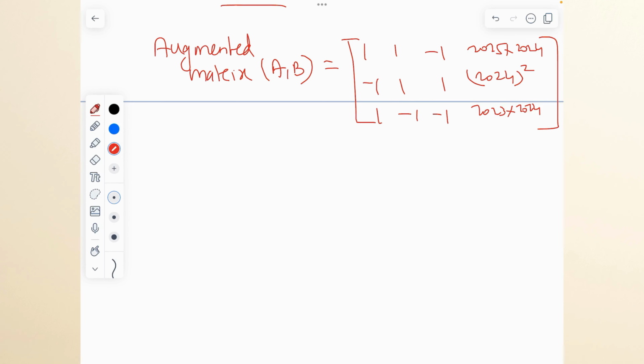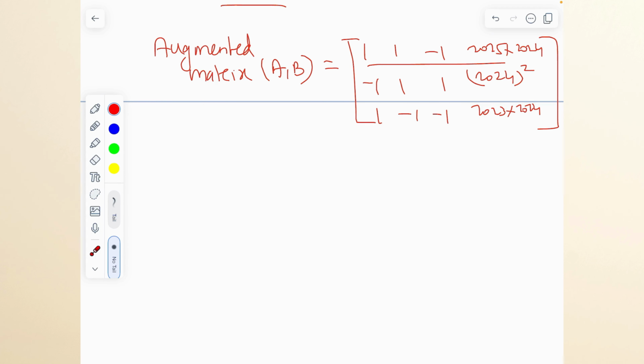Now we are going to reduce this to the echelon form. In echelon form, the first element of the first row should be 1, and below it should be 0. Similarly for the second row, the element below the second element should be 0. If you reduce to the echelon form, then according to the matrix condition we can deduce whether it has no solution, a unique solution or infinitely many solutions.